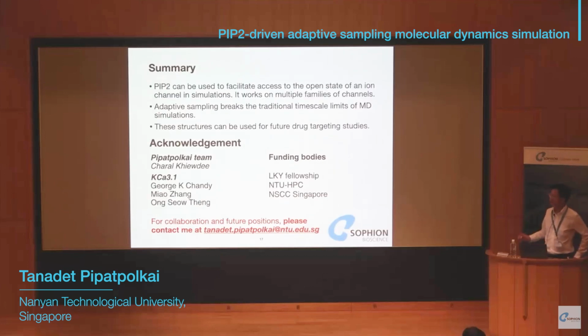So to conclude, PIP2 can be used to facilitate the access to the open state of an ion channel in MD simulation, and it doesn't just work on the TMEM16A family, it also works on the KCa family. We can use adaptive sampling to break the traditional timescale, stitching all the simulations together. And of course, by getting to the open state, not just that we can look at the static snapshots, but we can now look at how activators bind and open the channel. So not just the affinity, but we can calculate the efficacy of how the activator may activate the channel.